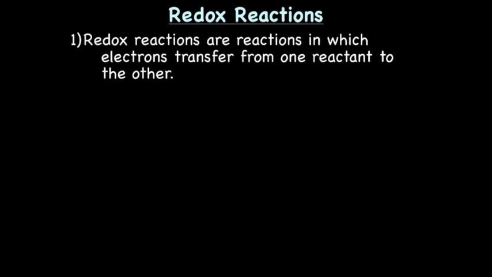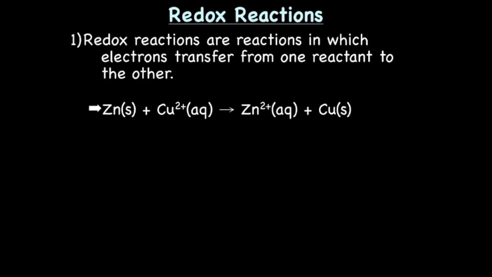A redox reaction is a reaction in which electrons transfer from one reactant to another. For example, if we have solid zinc in a solution containing copper ions, we can end up with zinc ions and some copper solid. Let's look at the oxidation numbers and figure out the oxidizing and reducing half reactions.